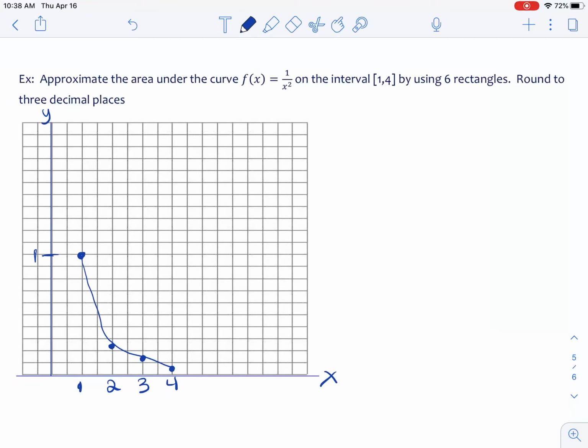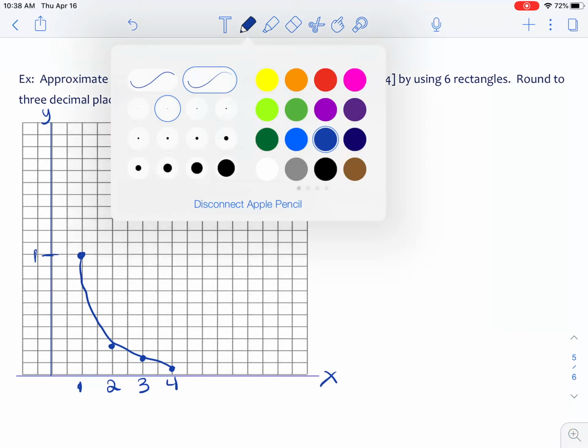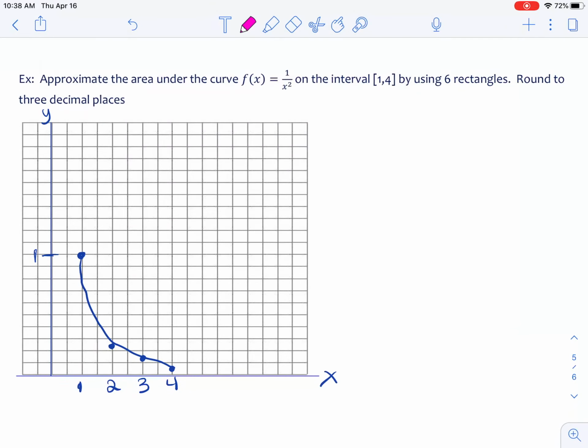So I'm looking at this curve from 1 to 4. Not a great curve, but it gives us an idea of what this looks like. Let me try it a little bit better. There we go. Okay, so there's my curve 1 over x squared on the interval from 1 to 4. Now I want to make 6 rectangles, which I kind of did the spacing by 2s on purpose. You'll see that I have actually spots for 6 rectangles on here. Let's use midpoint since that's the best estimate.